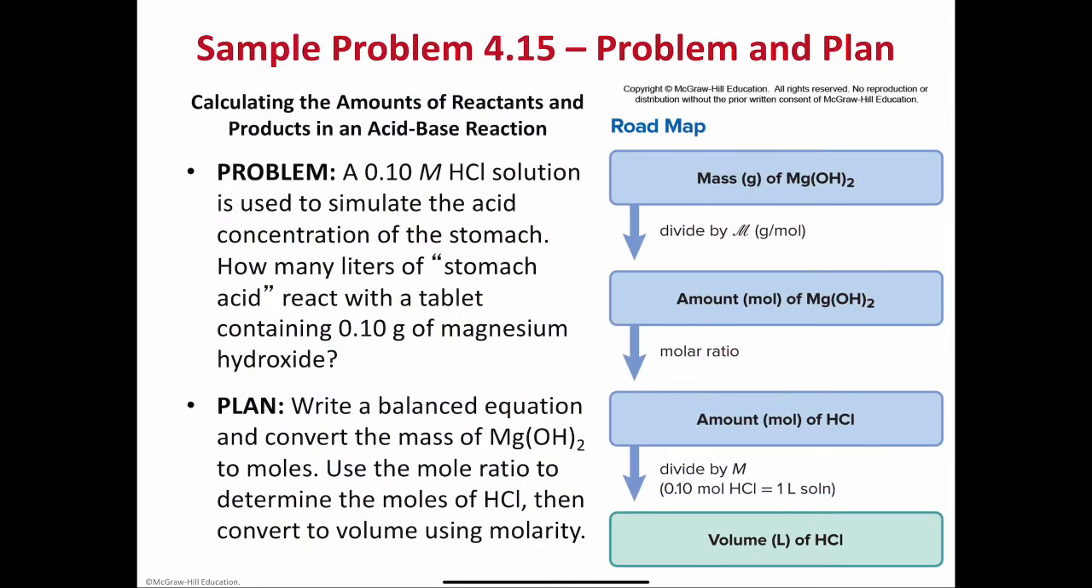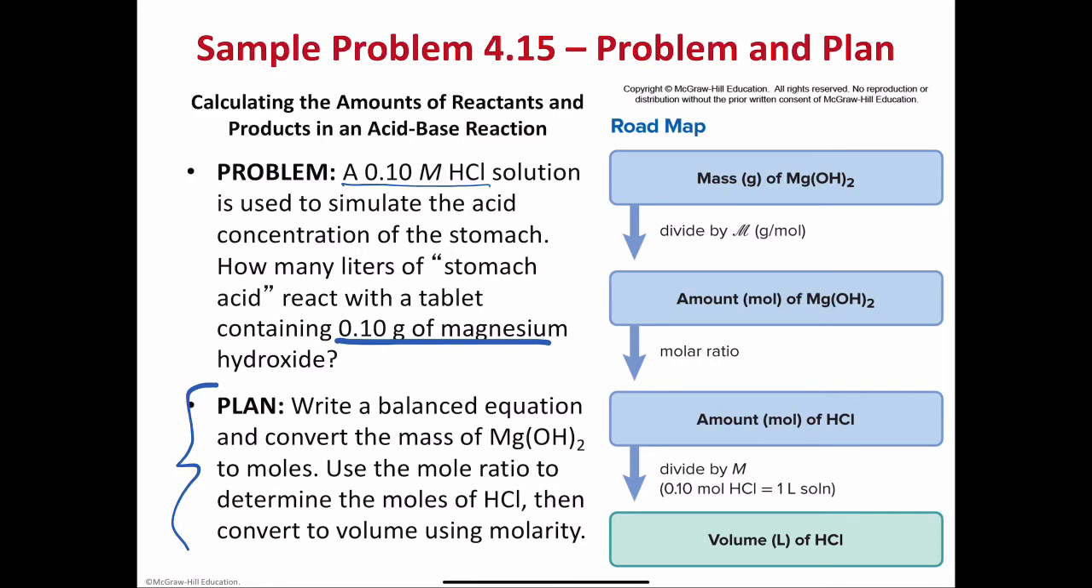So before we get into an acid-base titration problem, let's take a look at an acid-base reaction stoichiometry problem. So this problem says if you have 0.10 molar of hydrochloric acid, and you use that to simulate the acid concentration of the stomach, how many liters of stomach acid react with a tablet that contains 0.10 grams of magnesium hydroxide?